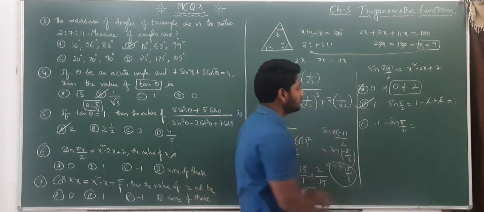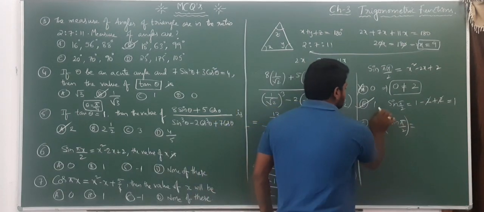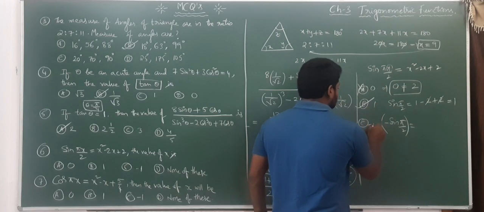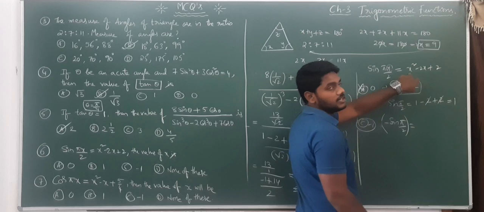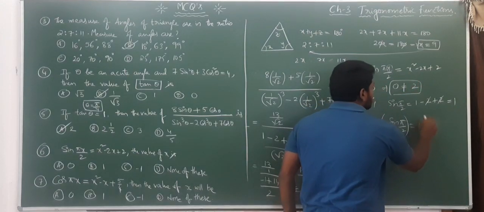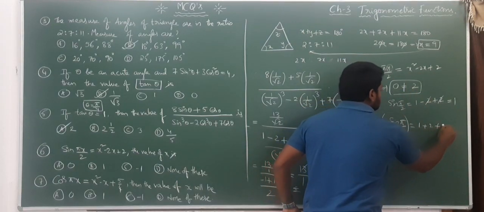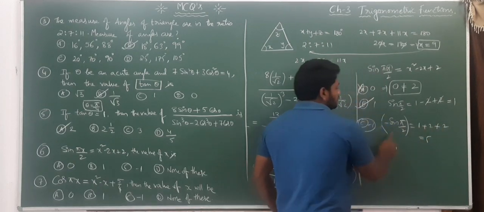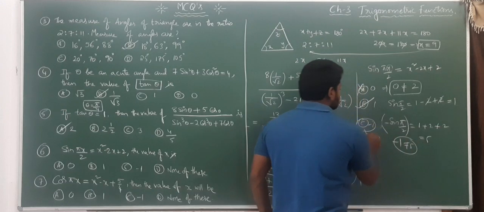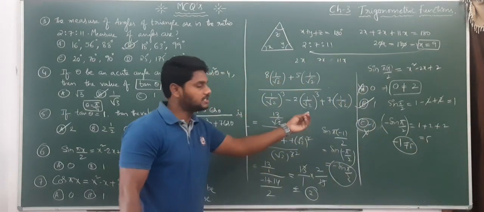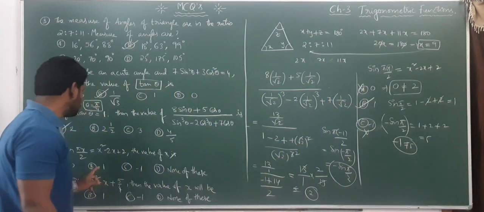Minus sin theta. So minus sin pi by 2, which is equal to, substituting minus 1: minus 1 whole square is 1, minus 2 into minus 1 is plus 2, which is equal to 5. But minus sin pi by 2 is minus 1, and minus 1 is not equal to 5. So option C is also wrong. So clearly the answer is option B, which is equal to 1.